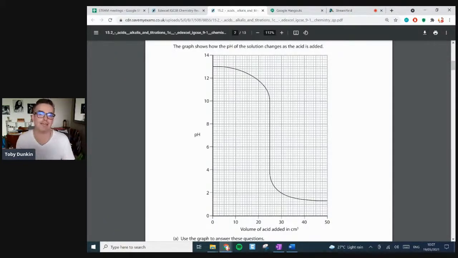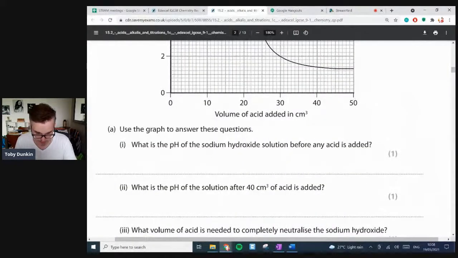Why is that graph in chemistry so strange? Because chemistry doesn't have strange graphs. We only have 3 types of graphs. It's either straight or curved. Yeah, people are going to say, hang on a minute, you said 3. Because you could have straight lines through the origin or just positive correlations. But anyway, so it says here, use the graph to answer these questions.